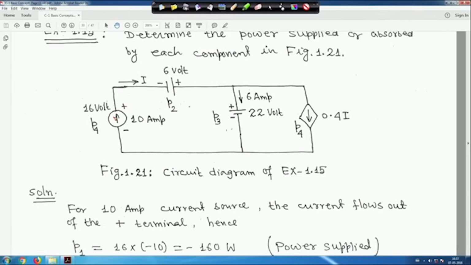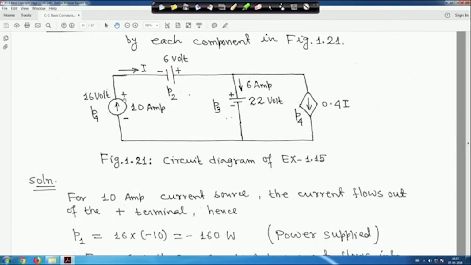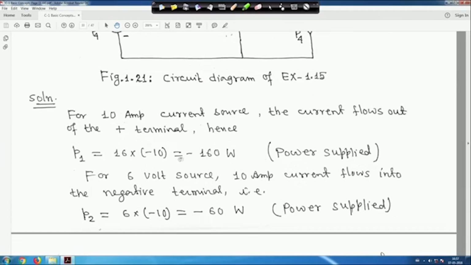Now this current source is actually supplying power, because the current is leaving this terminal. So, P1 will be minus 16 into 10, so minus 160 watt. P1 is equal to 16 into minus 10, this is power supplied.